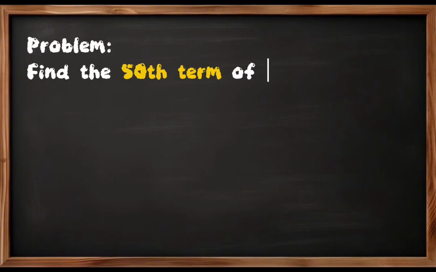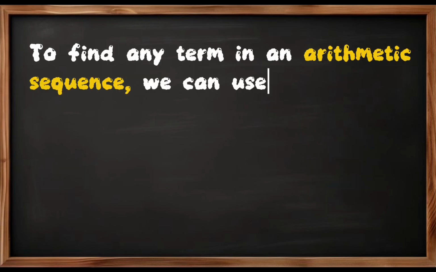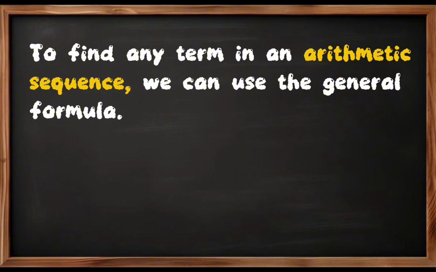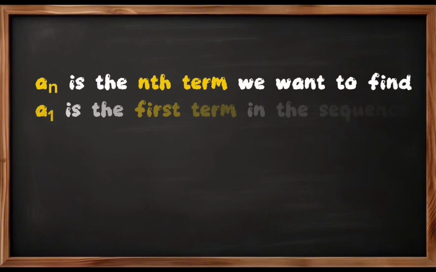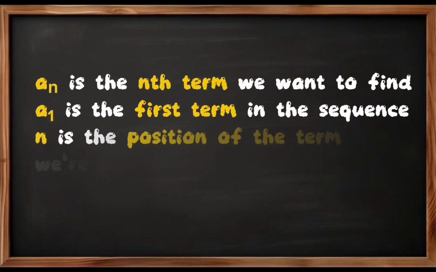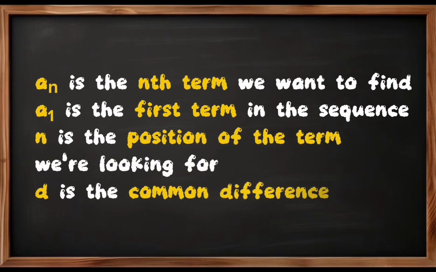To dive deeper, in some situations certain terms in an arithmetic sequence can be challenging to find, especially if they aren't immediately next to the known term. To find any term in an arithmetic sequence, we can use the general formula. a sub n equals a sub 1 plus n minus 1 multiplied by d. Let's break it down. a sub n is the nth term we want to find. a sub 1 is the first term in the sequence. n is the position of the term we're looking for, and d is the common difference.